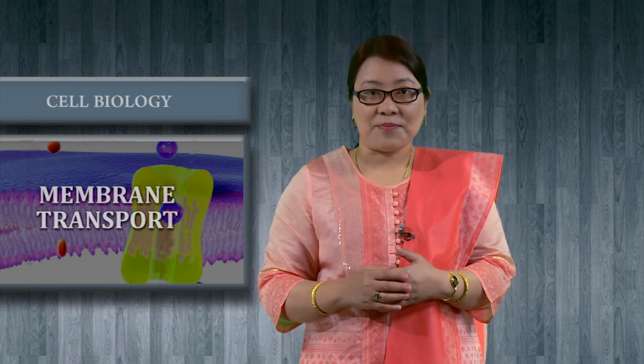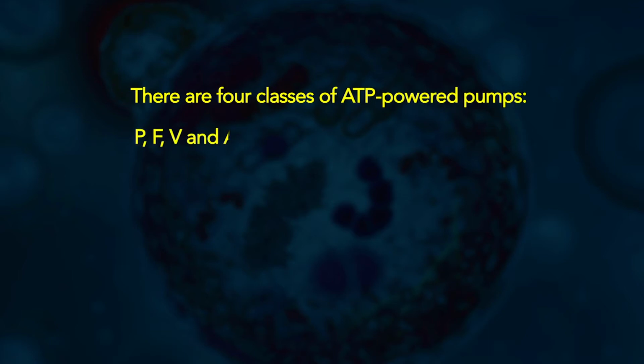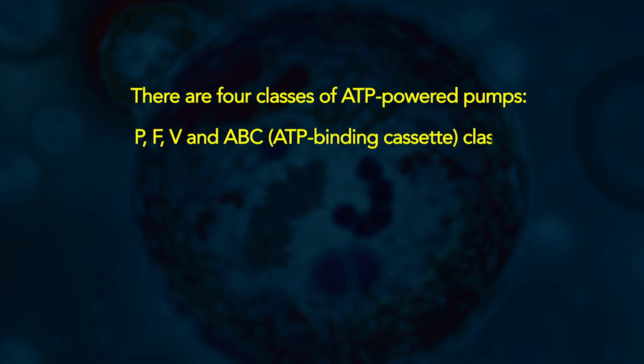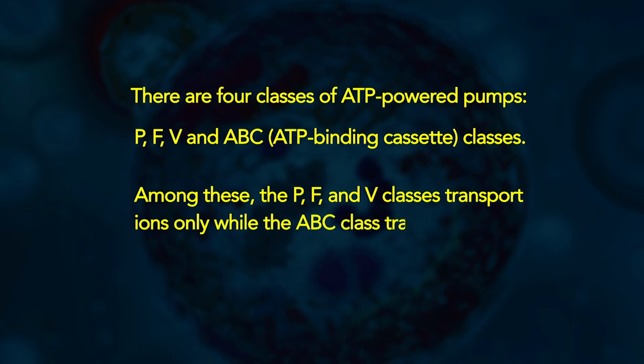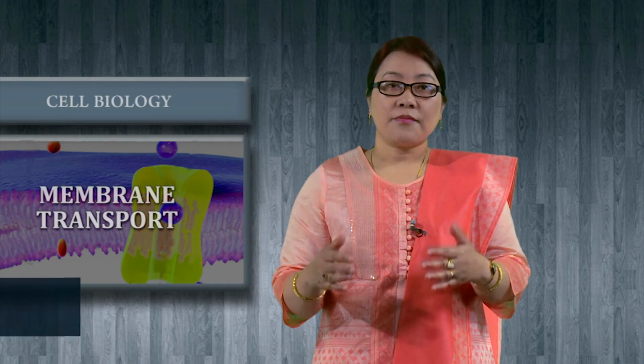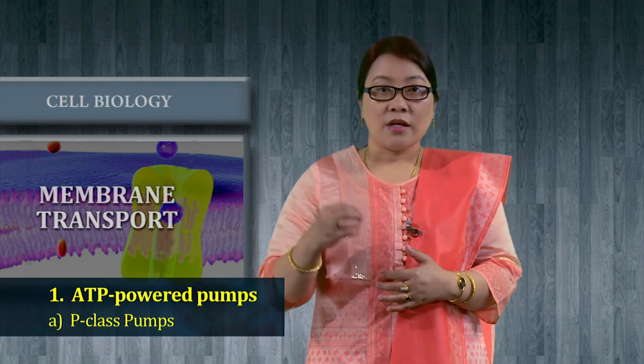There are four classes of ATP powered pumps: P, F, V and ABC, or ATP binding cassette classes. Among these, the P, F and V classes transport ions only, while the ABC class transports small molecules. Let us see the P class pumps.